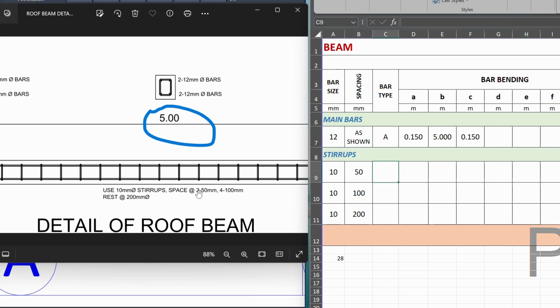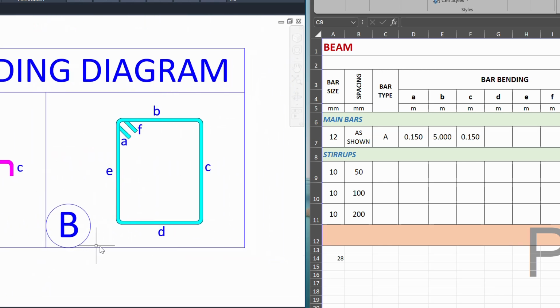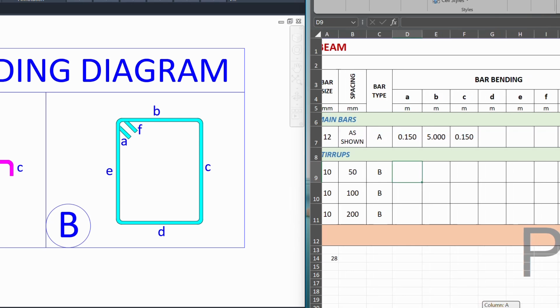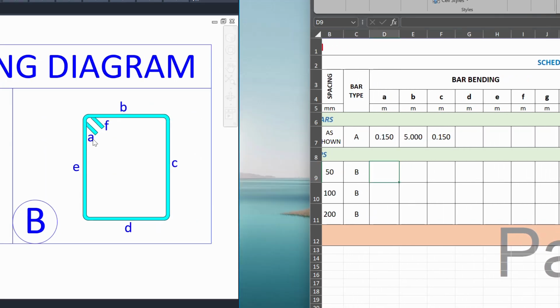So for our bar type, let's go back to our bar bending diagram. It's bar type B. And then for our bar bending, I usually make this here as A so that I will go in this flow: A, B, C, D, E, then F. Like that, from A until F. So, how long is our A?